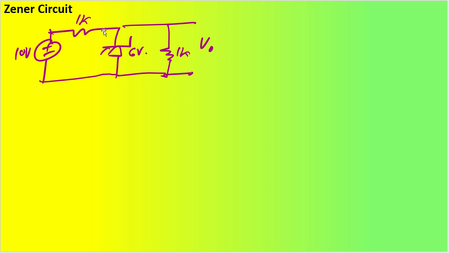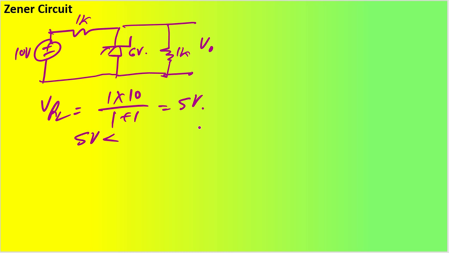All right, so what we can do is, if we remove this particular Zener diode for the time being, then what will happen? We have RL and we have RS. So what will be the voltage across RL, that is the load resistance? It is very simple. My VRL is going to be resistance RL into input voltage divided by total resistance 1 plus 1, that is going to be 5 volt. And as you can see, my 5 volt is less than 6 volt, that is your VZ.